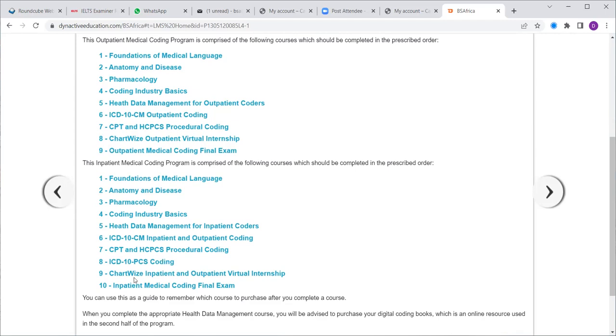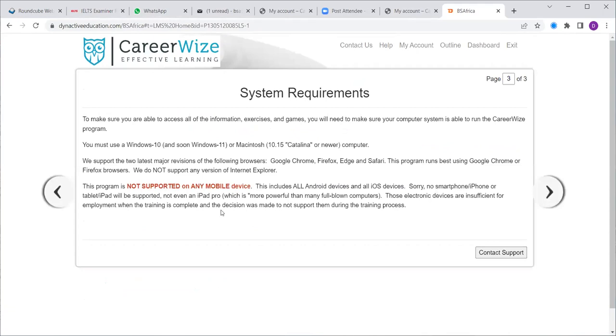Before you do your final exams, you do the internship, which will cover both inpatient and outpatient, in the inpatient medical coding program. Now, after completing Module 5, you start using the coding software, the Find a Code. Yes.